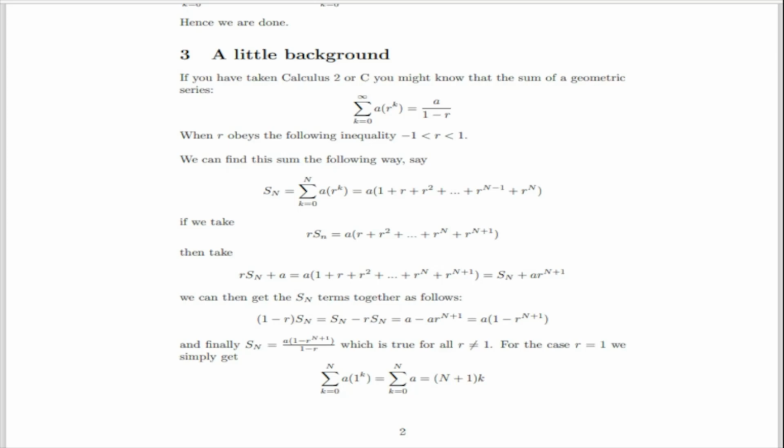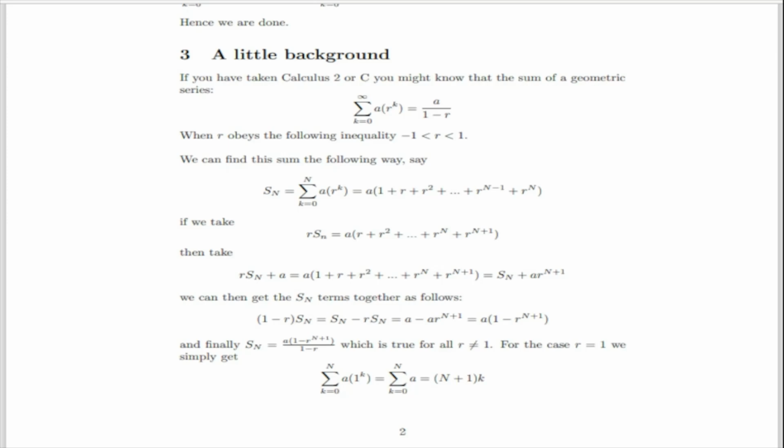So then we can take r times s sub n plus a. Well, that just gives us one more term in the parentheses of what you have to distribute. So it's a times all that. But the first n terms, actually n plus 1 terms, because you have a 0, the first n plus 1 terms of that would give you just s sub n, right?